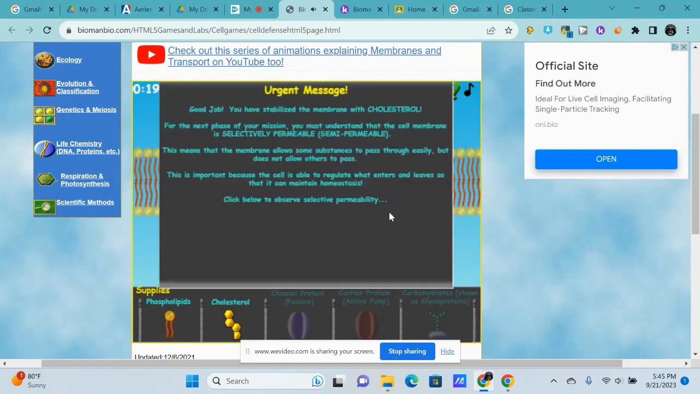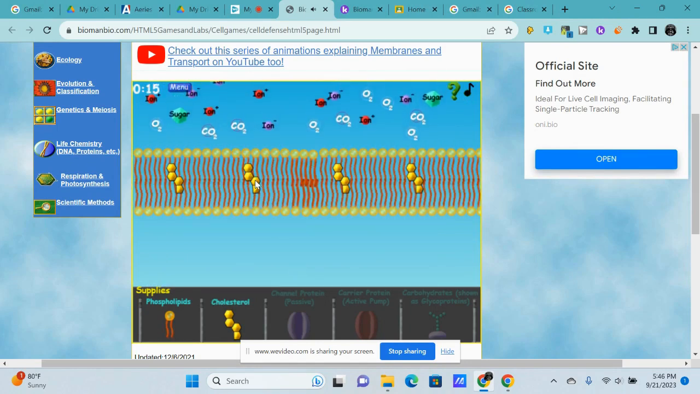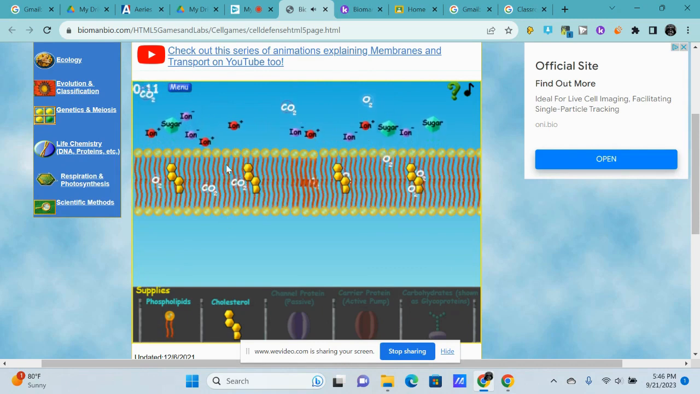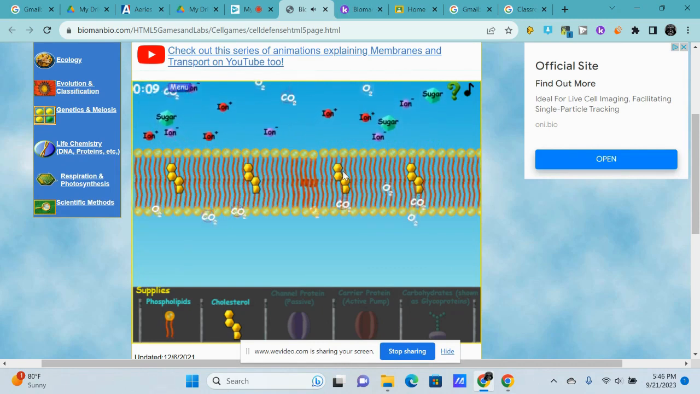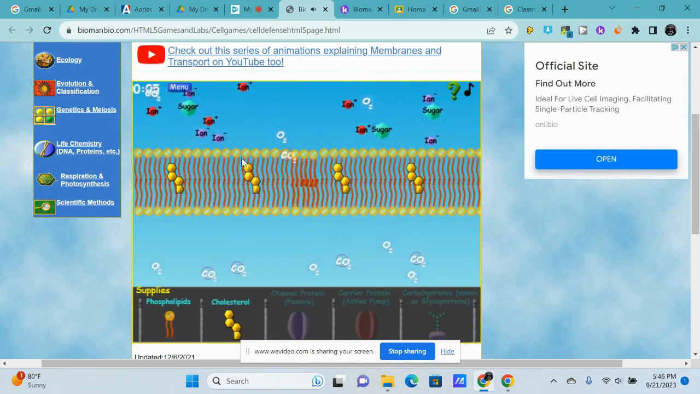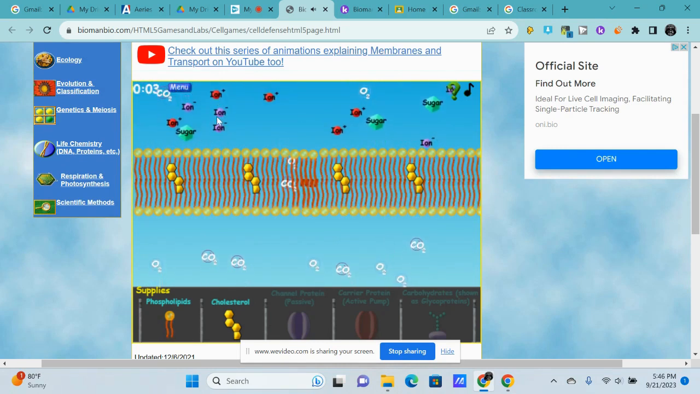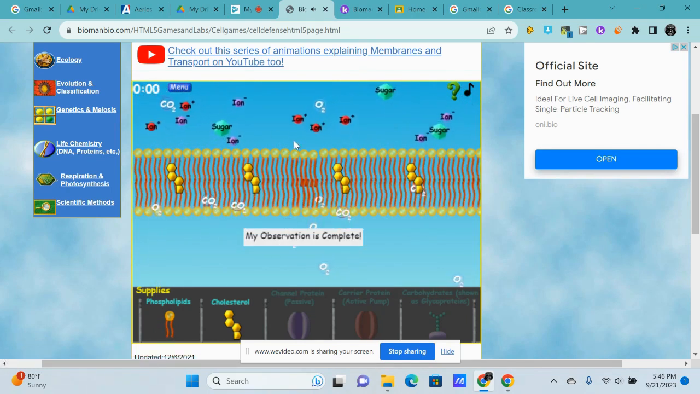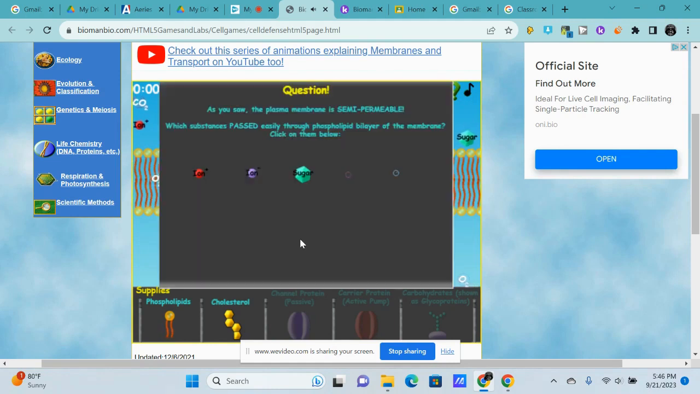I don't know how many I need. I guess that's it. 4. All right, so I stabilized it. Look what can go through. Look at the gases, CO2 and O2. Boom! They go right through the lipid bilayer, right through the phospholipid bilayer. They do not need a quote unquote door or a protein channel. The ions, the negative and positively charged ions, and this glucose sugar, they cannot go through. Cell membrane blocks them. Observation is complete.